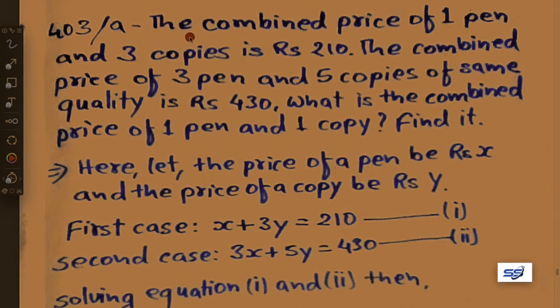Our question is, the combined price of one pen and three copies is Rs 210. The combined price of three pens and five copies of the same quality is Rs 430. What is the combined price of one pen and one copy? Find it. This is our equation based problem, a verbal one. To solve this equation based problem, we have to make certain assumptions.